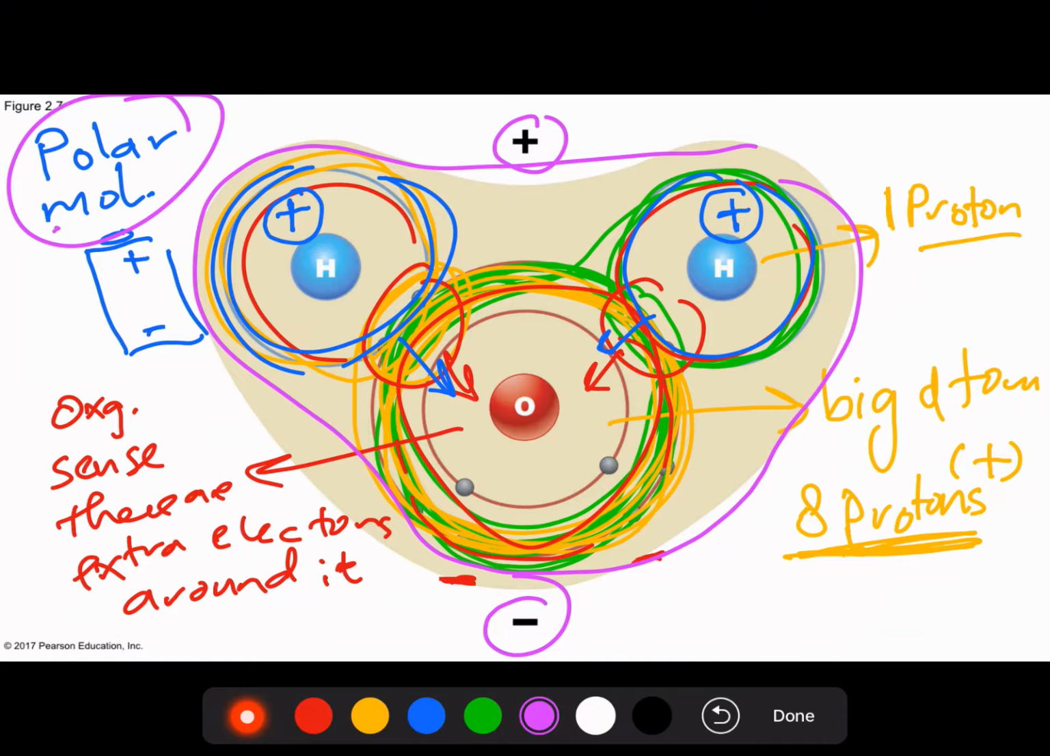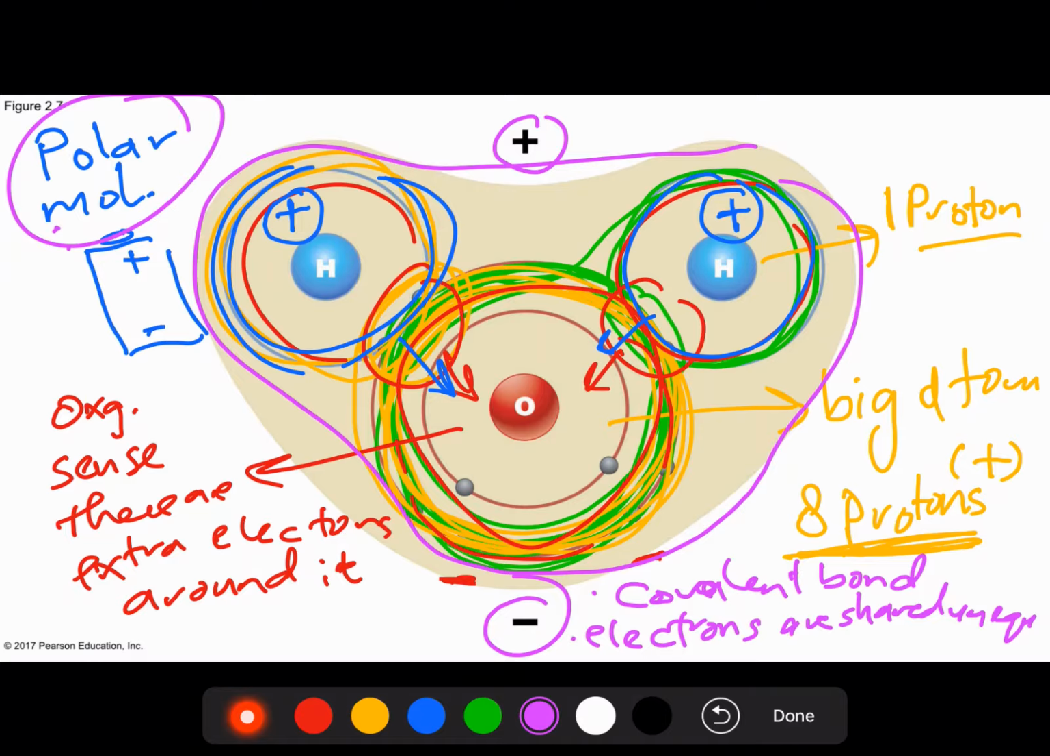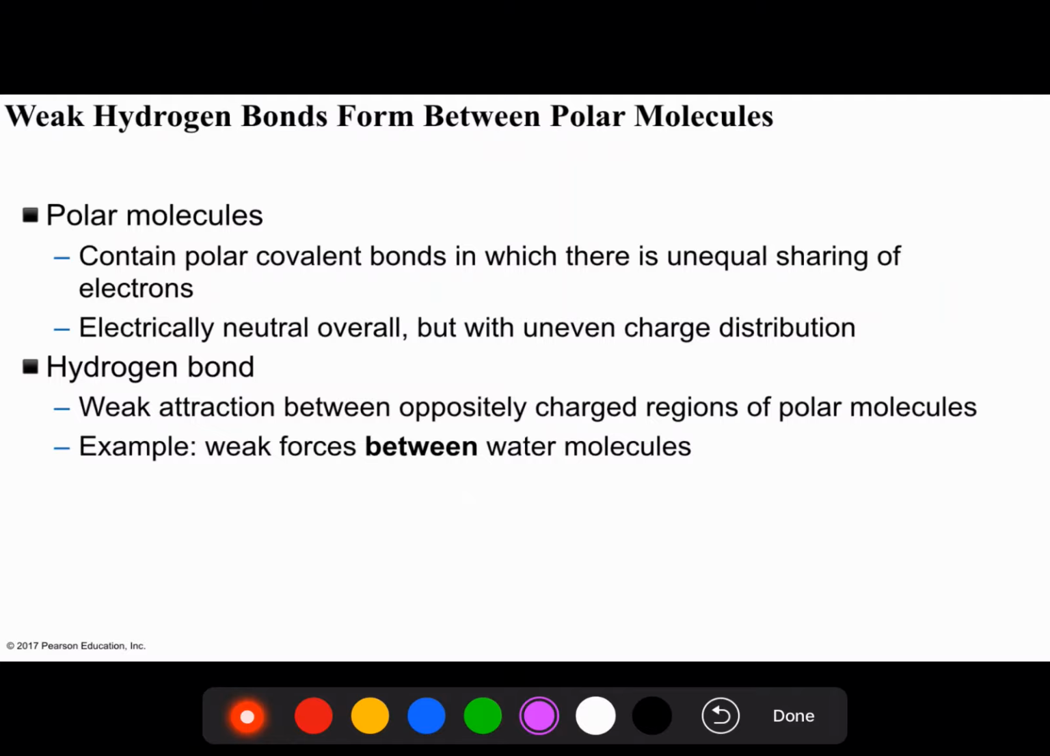So polar molecules, usually, or at least in our course, are a result of covalent bonds where electrons are shared unequally. Covalent bonds where electrons are shared unequally. Unequal sharing of these electrons, and that is the polar molecule. Okay? Now, with polar molecules, especially if there is a hydrogen, they can develop a hydrogen bond.